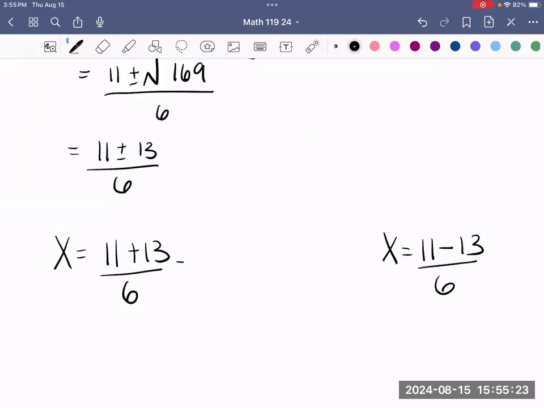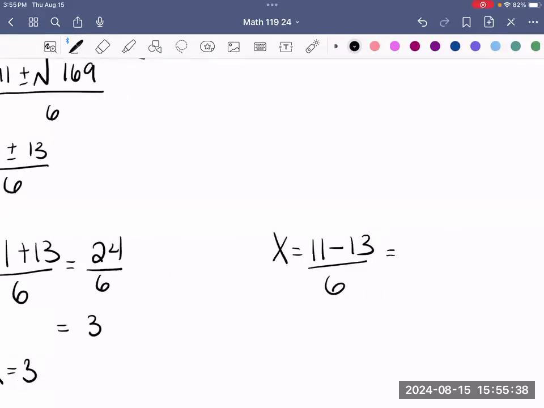So start to simplify. 11 plus 13 is 24, divided by 6, well, that's just 3. So x is equal to 3. And if we did it again, 11 minus 13, that's -2 over 6. That would be -1/3. So x is equal to -1/3.